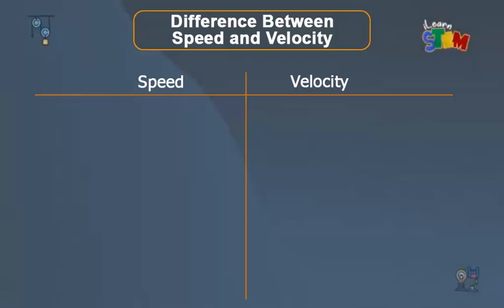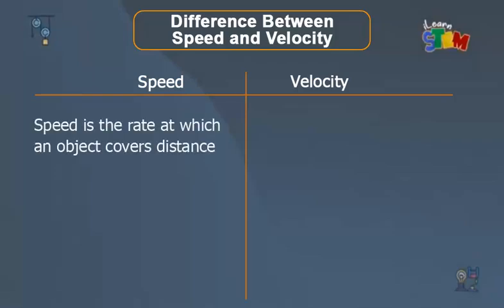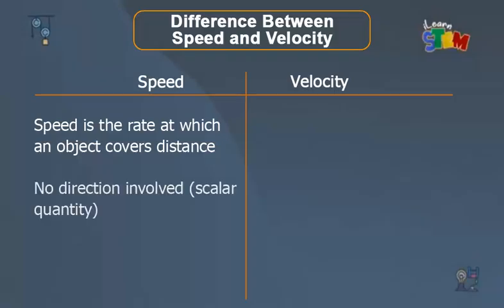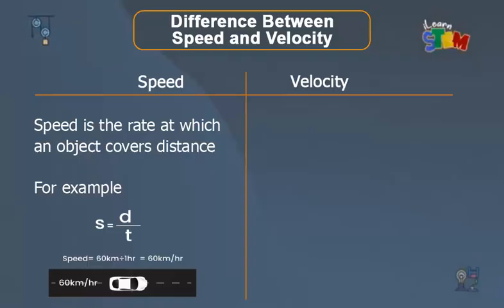First, let's break down the difference between speed and velocity. Speed is defined as the rate at which an object covers distance. Speed is a scalar quantity, which means it doesn't involve direction, just how fast something is moving. The formula for finding speed is speed equals distance divided by time. For example, if a car travels 60 kilometers in 1 hour, its speed is 60 kilometers per hour.